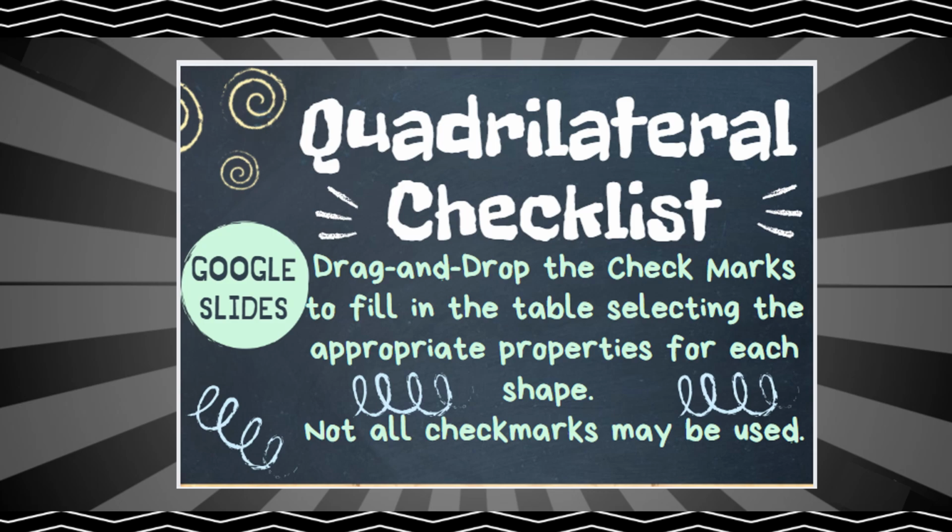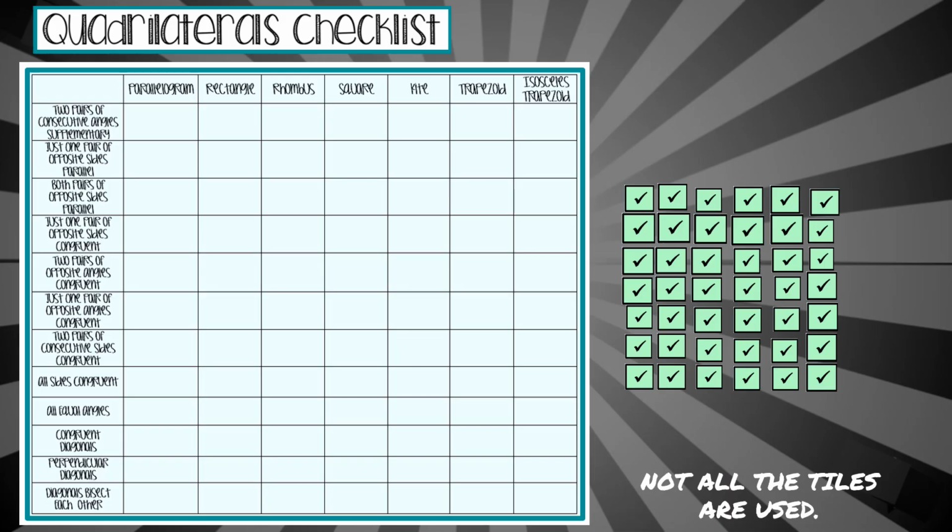Quadrilateral checklist. This is a Google Slides activity: drag and drop the check marks to fill in the table, selecting the appropriate properties for each shape. Not all check marks may be used. This is going through the answers. Excellent review for the unit test.